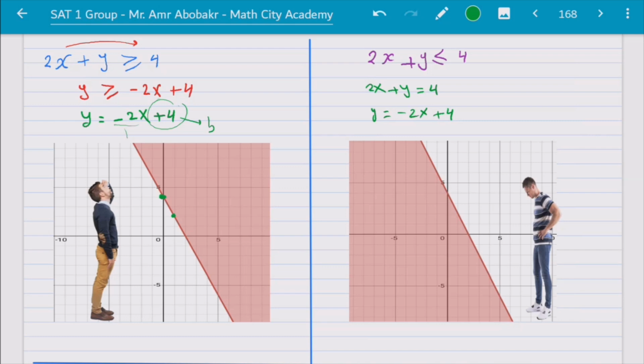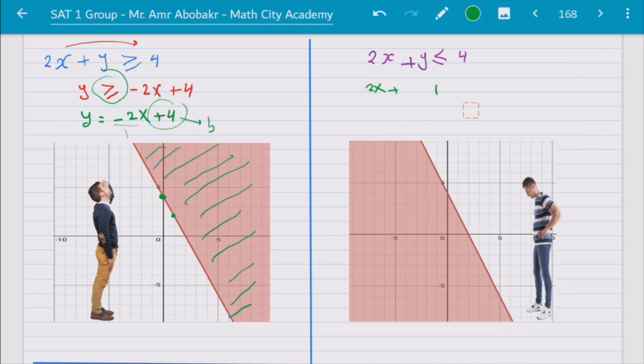How can we determine the area that I will color? This is greater than. So greater than, like the man that looks up to the line. So I'll color this area.